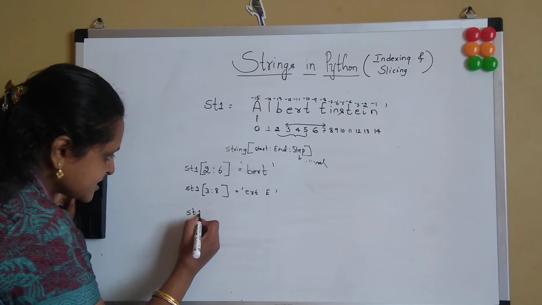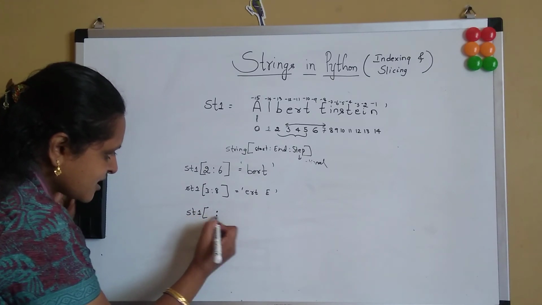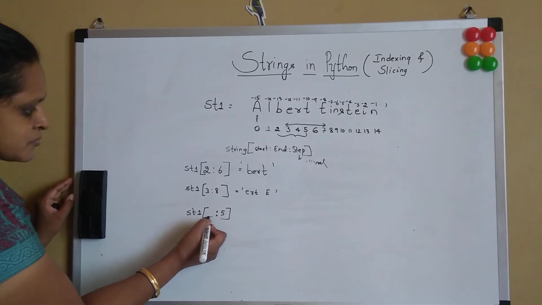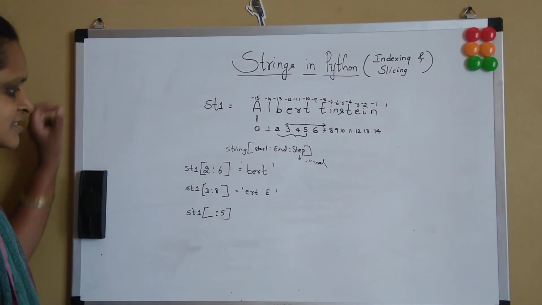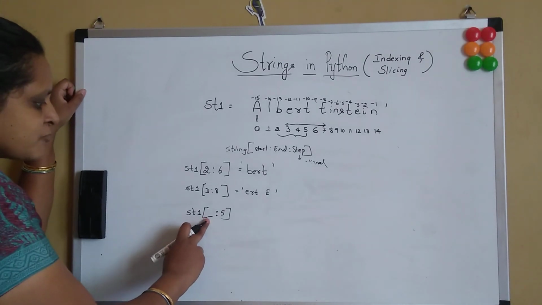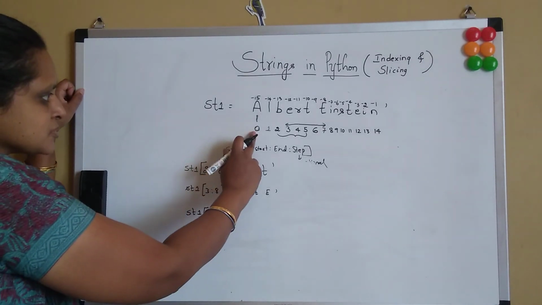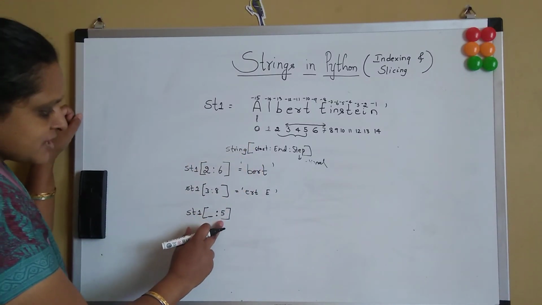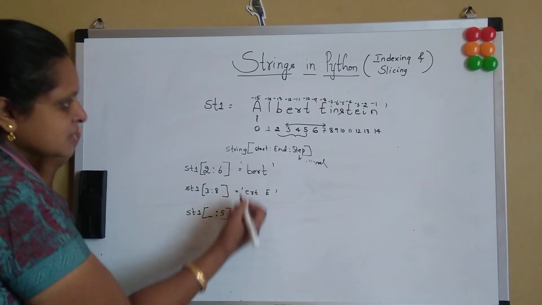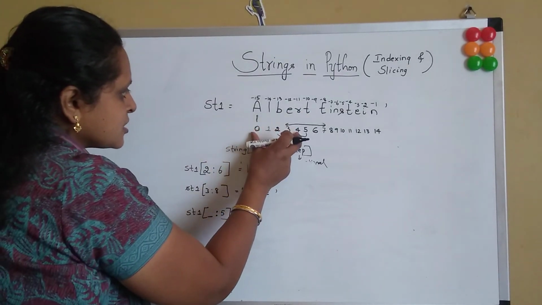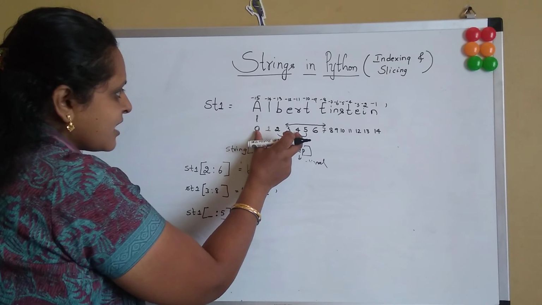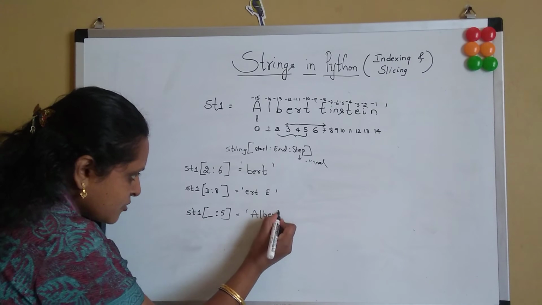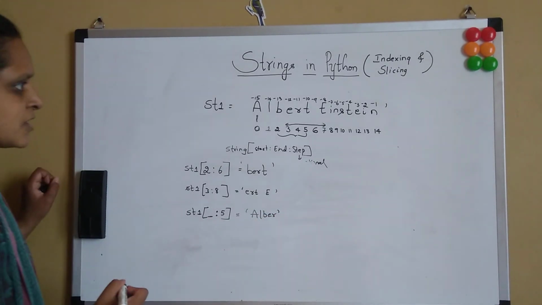Suppose I give st1, I don't specify the start index, I just specify 5 in the end position. Starting position, I just leave it as it is. So by default, it will consider from the 0th position, that is the starting position, till the 4th position, n minus 1. So the letters 0 to 4, that is ALBER, would be displayed.